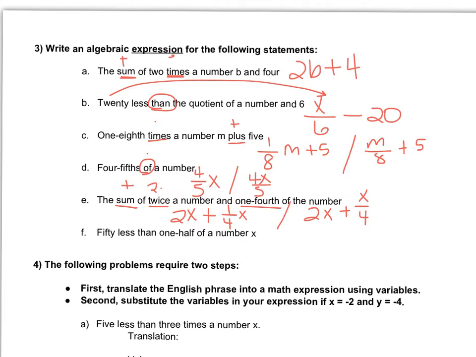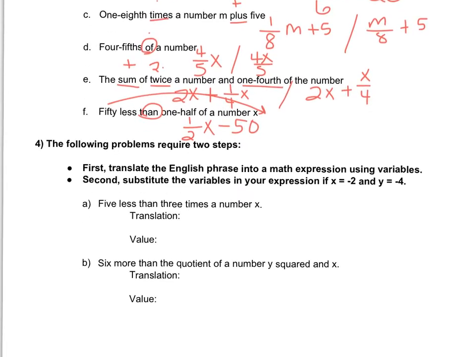If I look at the last one, F, 50 less than 1/2 of a number x. So I see the word than, 50 goes all the way to the end. 1/2 of a number, less than 50, so minus 50. Okay?